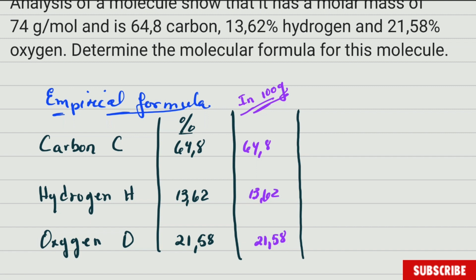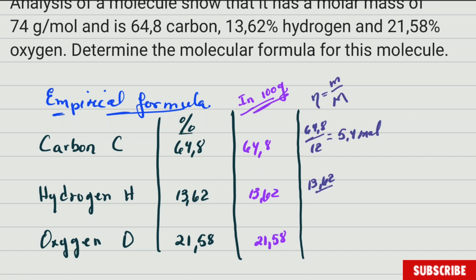Now the next step, guys, is to calculate the number of moles, for each one as mass divided by molar mass. If you go to the periodic table to determine the molar mass of each of these atoms, for carbon you get 64,8 divided by the molar mass of carbon, which is 12. In this case, you'll get 5,4 mole.